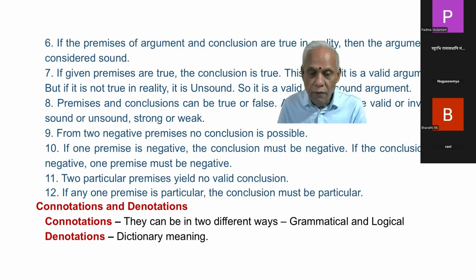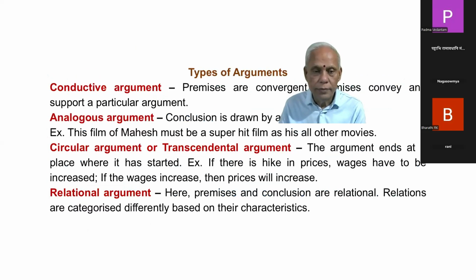Connotation is where the meaning can be in two ways: one is grammatical and the other is logical, which is felt by you. Denotation is exactly as given, how it appears. So these are some terms.